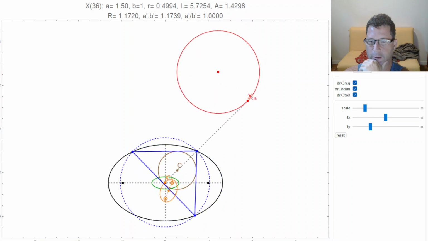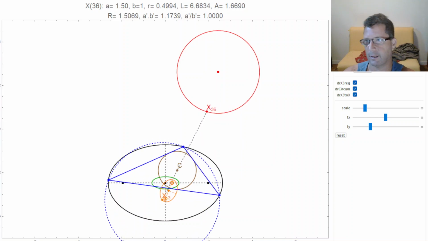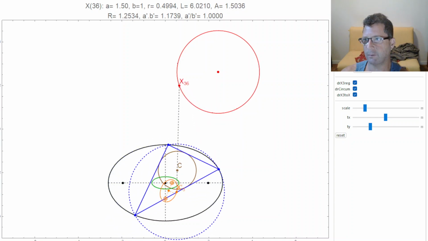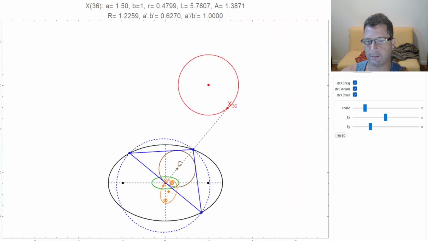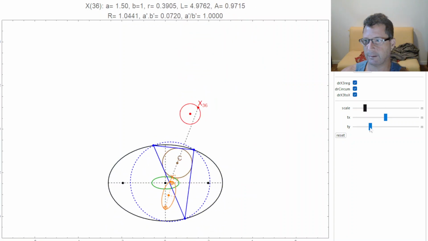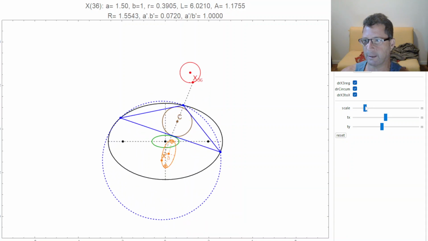So I'll let you watch this for a little bit. I'll move C a little bit down, actually a little bit up, right? So that the locus becomes smaller.